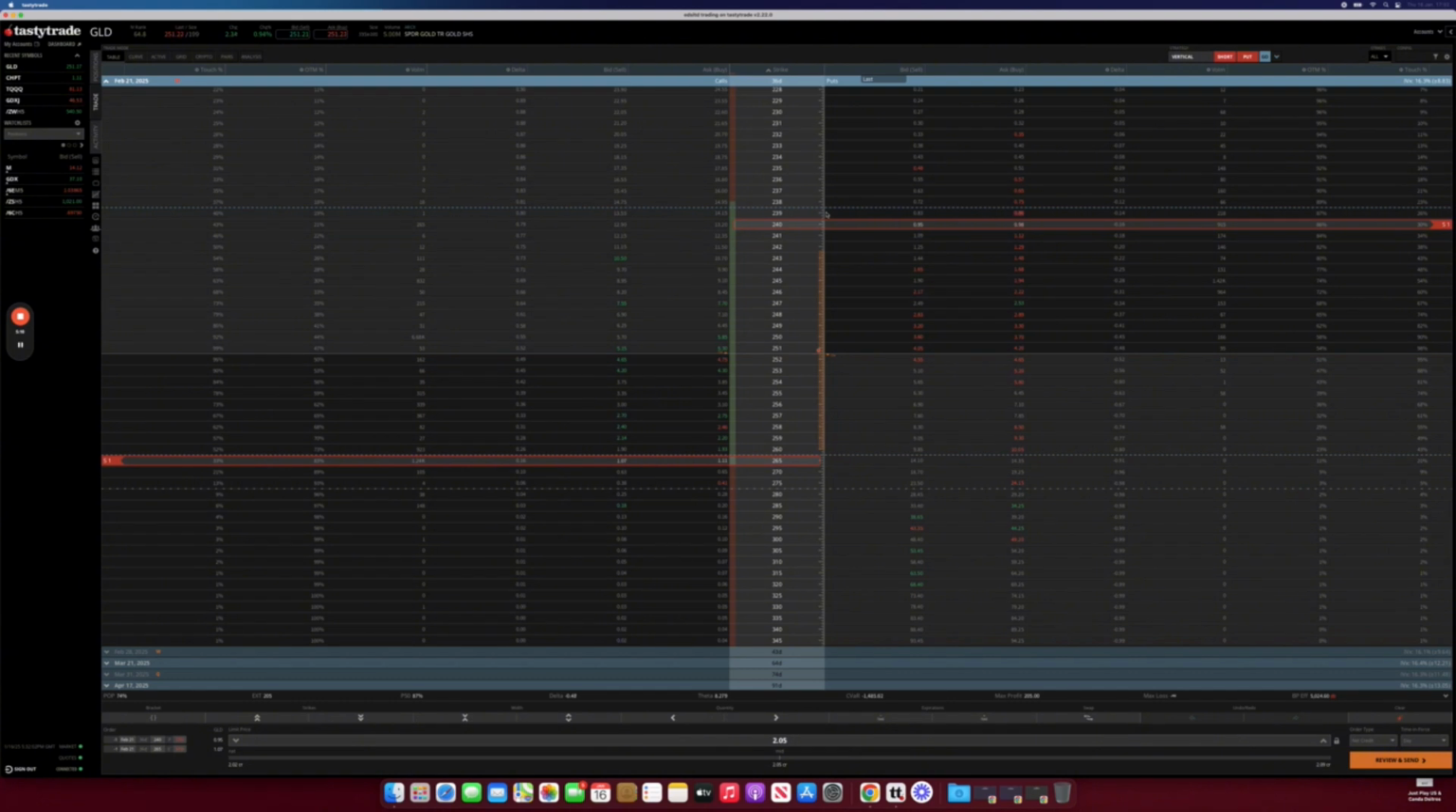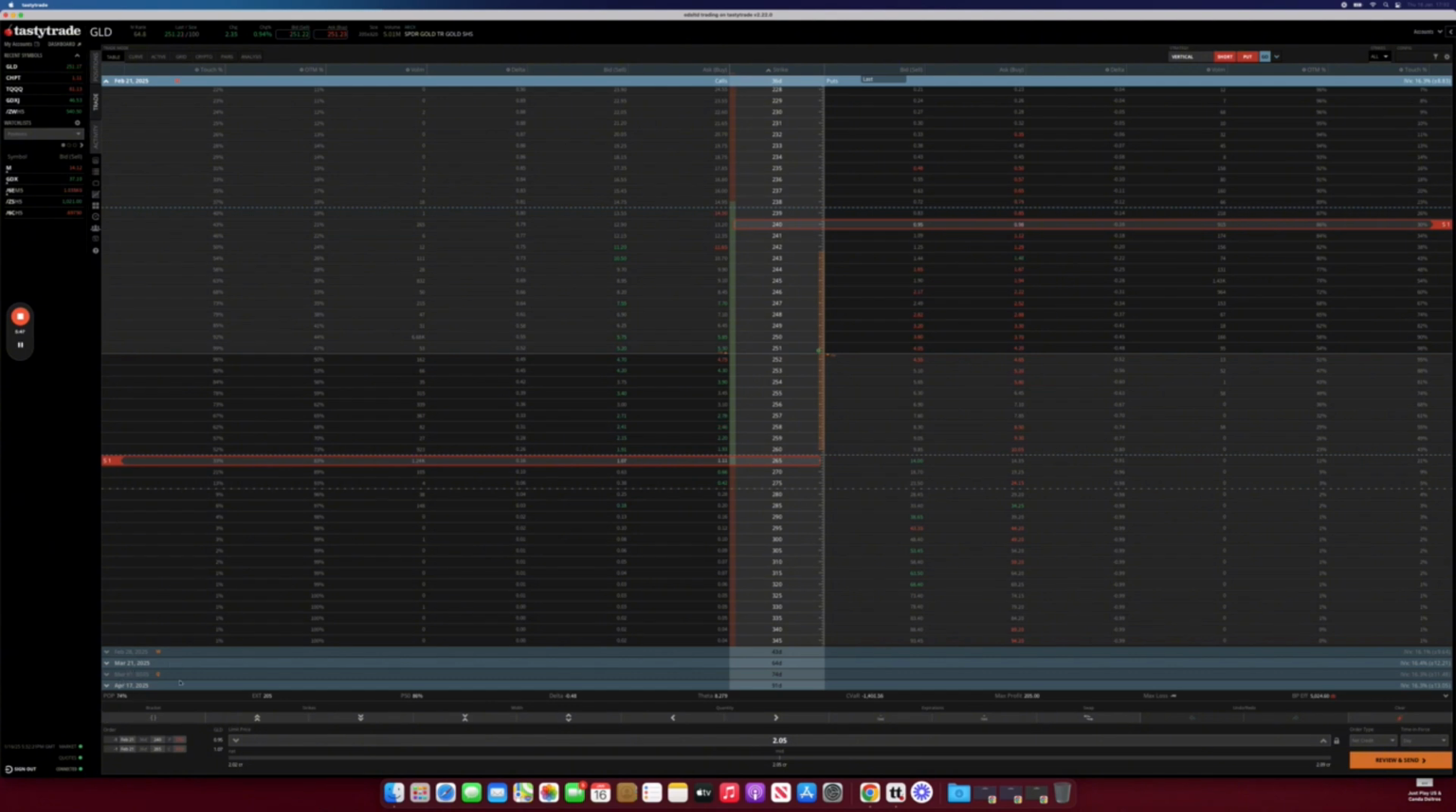Now what that's going to do is give us a high probability of success, and you can see that in the bottom left corner here we have a pop of 74%. Now pop is probability of profit, so that means we have a 74% chance of making at least 1 penny on this trade. Anything over 50% is considered a high probability trade, so we're looking at 74%, which is very high.